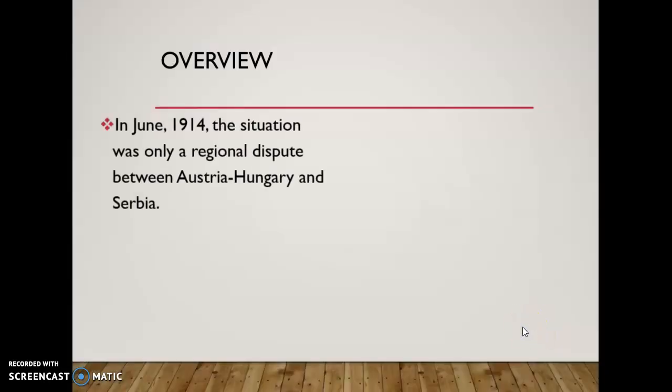So, in June of 1914, the situation was only a regional dispute between Austria-Hungary and Serbia. We'll get into that in a little bit, but essentially what had happened was that Serbia had decided that they wanted to take over Bosnia. They went about it in a roundabout way, and in doing so, they came up with this plan to assassinate the heir to the Austro-Hungarian Empire. So, of course, Austria is very annoyed, and they are going after Serbia because Serbia planned it.